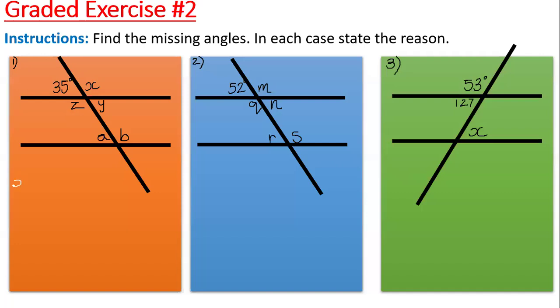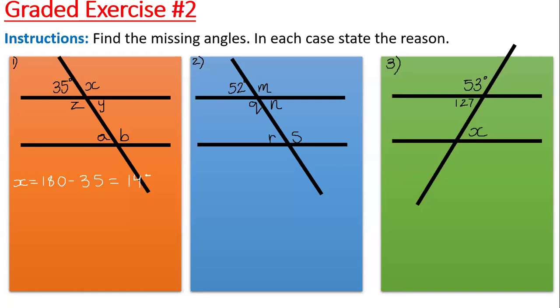X equals 145 degrees because angles on a straight line add up to 180 degrees. So you have 180 minus 35. Okay, let me start over. X equals 180 minus 35, which equals 145. X equals 145 because angles on a straight line add up to 180 degrees.